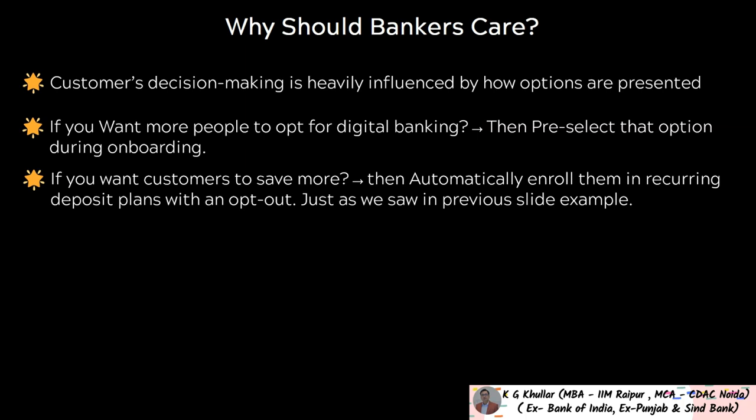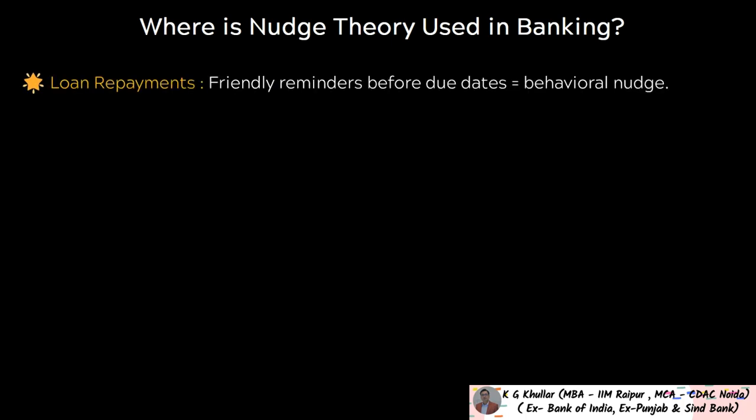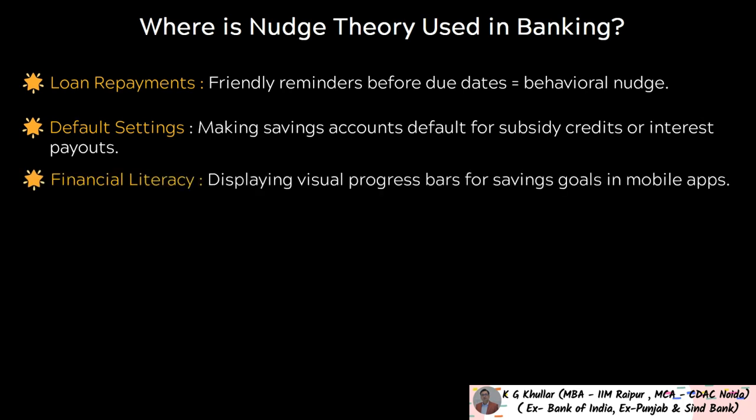Next, let's see where nudge theory is used in banking. Now this can be used first in loan repayments. Friends, a reminder before due dates is nothing but a behavioral nudge. The next is default settings. Now an example of this can be making savings account default for subsidy credits or interest payouts. Then another use can be financial literacy. Here, displaying visual progress bars for saving goals in mobile apps can be an example of nudge theory.